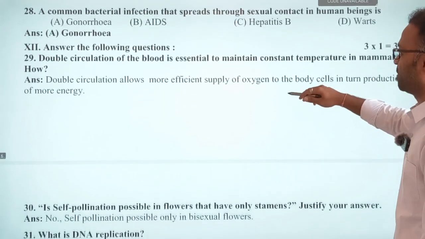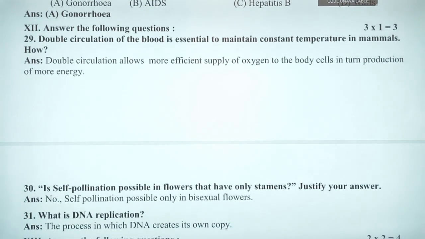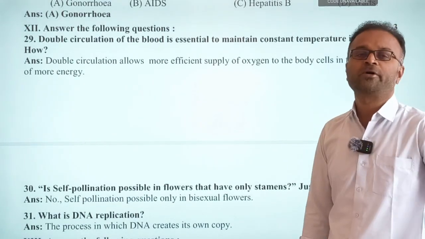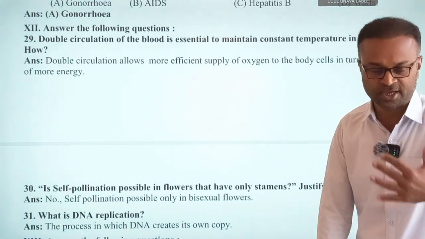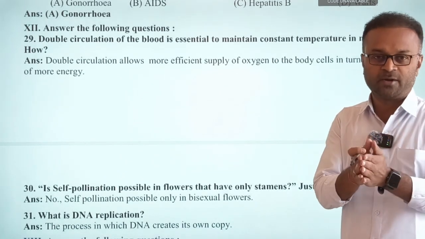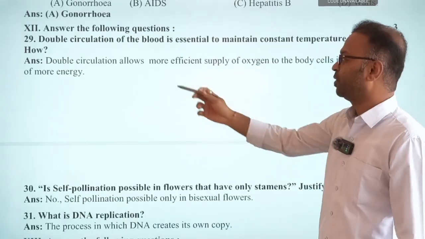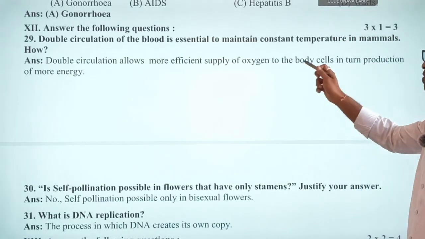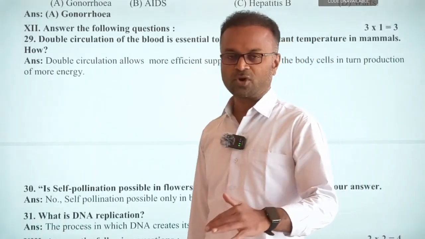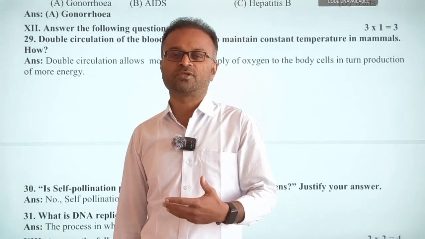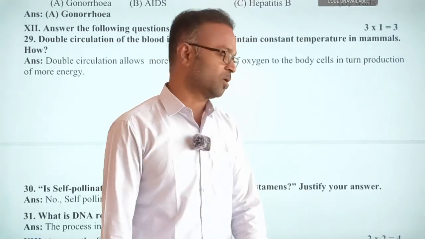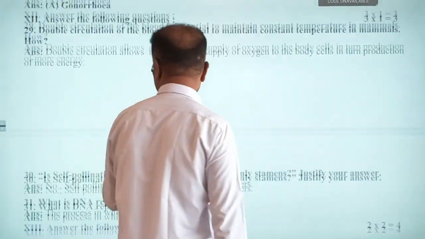So double circulation of the blood is essential to maintain constant body temperature in the mammals. Why? Because double circulation allows a more efficient supply of the oxygen. It keeps the oxygenated and deoxygenated blood separate without mixing. Because of that only, more efficient supply of oxygen to the body cells, in turn production of more energy, and most of the energy which is produced will be utilized to maintain the body temperature in the mammals and all. So that's how you are supposed to write.